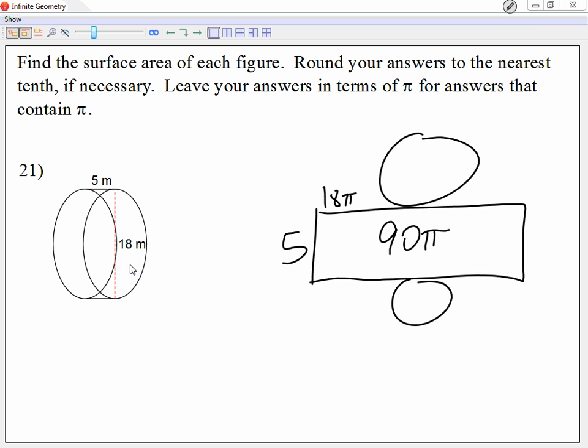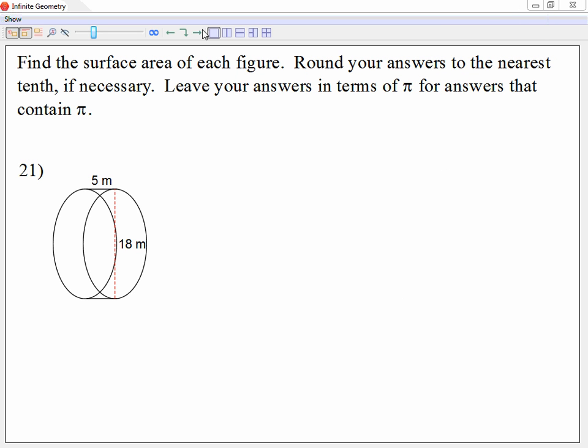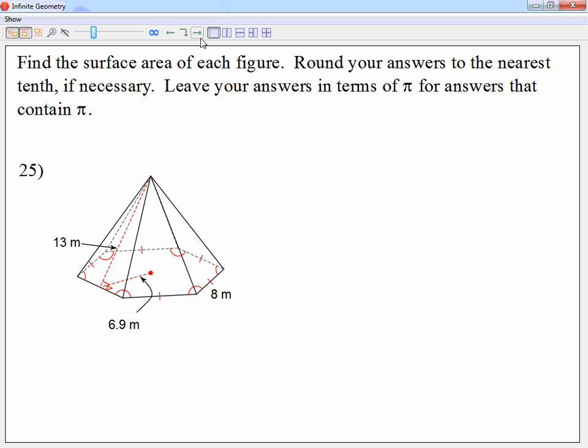Since the diameter is 18, I'm going to say the radius is 9. So we know the radius is 9. So since the radius is 9, I'm going to say each circle, it's 81 pi. Because 9 squared. Then just add everything. I'll let you guys finish those on your own. But let me take a look at number 25.